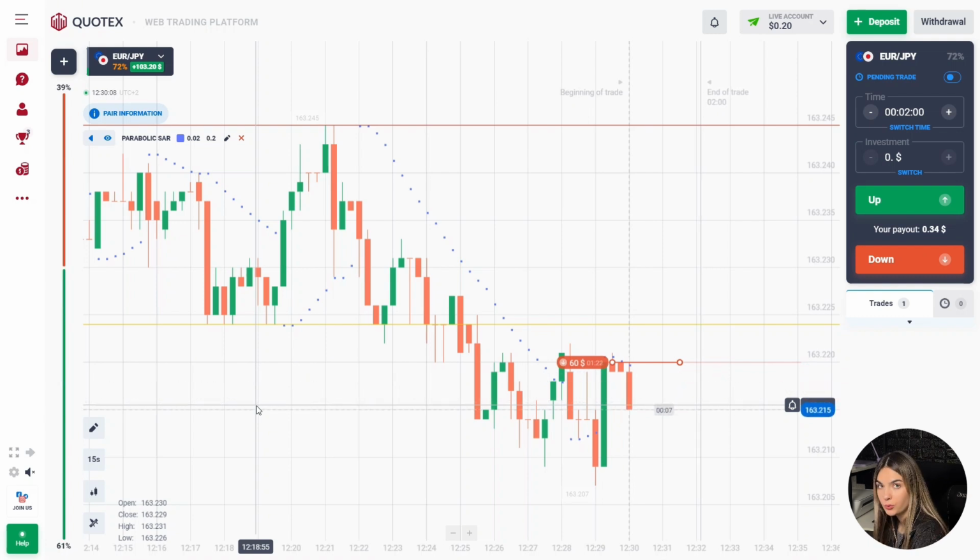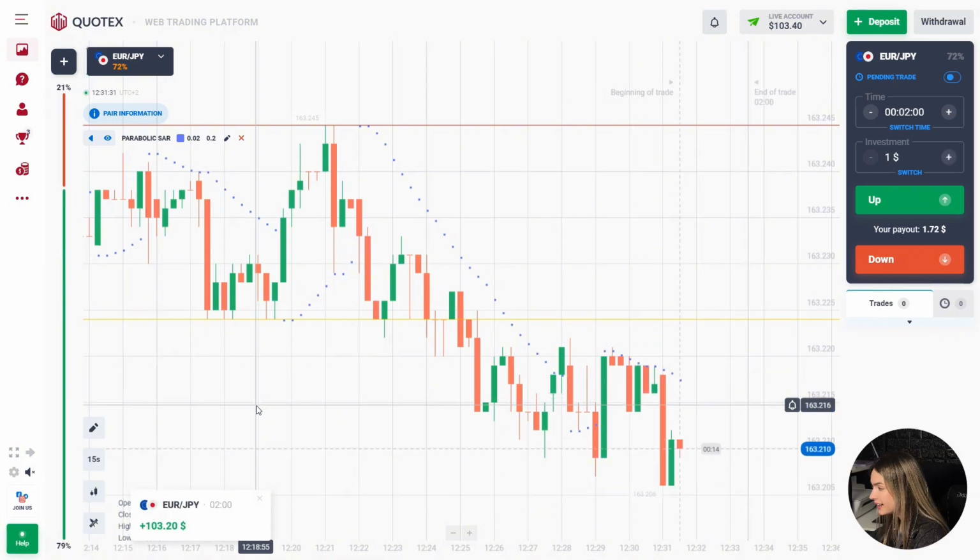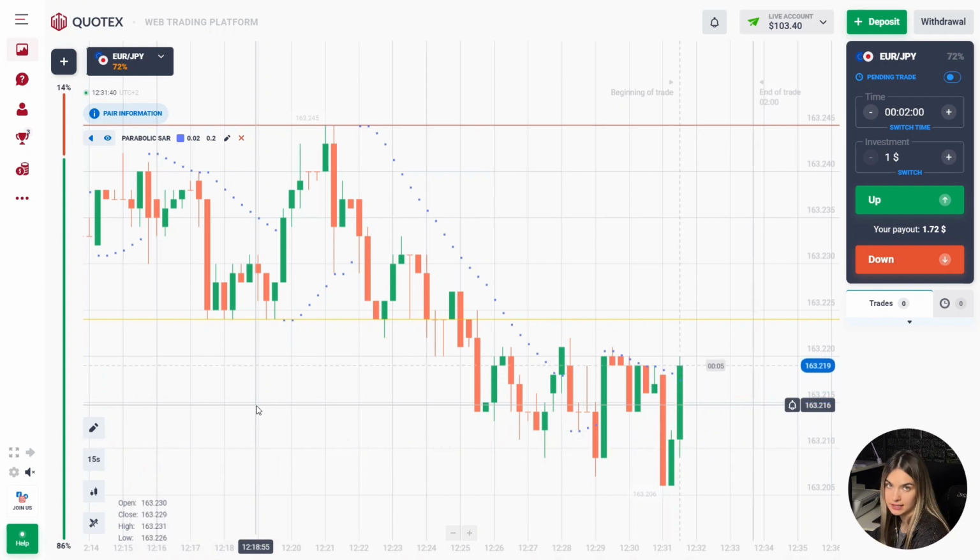So guys, let's wait for the end of our deal. Well, guys, I think it's amazing. As you can see, the price continued to move down. We have earned money here. The indicator in this situation gave us an excellent entry point. Also, the time of the transaction was chosen perfectly. So everything is going great.